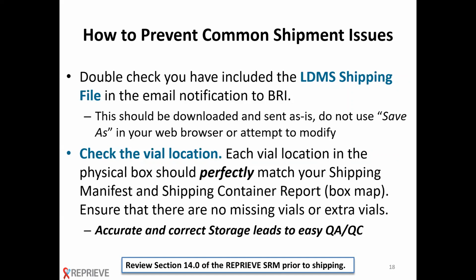Check your vial location. Your cryovial location in the physical box must perfectly match the manifest. That's the QA/QC process. That's all it is. It's verifying the location of that vial against the manifest, and it's done electronically on that screen. Make sure there are no missing vials and no extra vials. There's my note again that accurate and correct storage leads to quick and easy QA/QC.